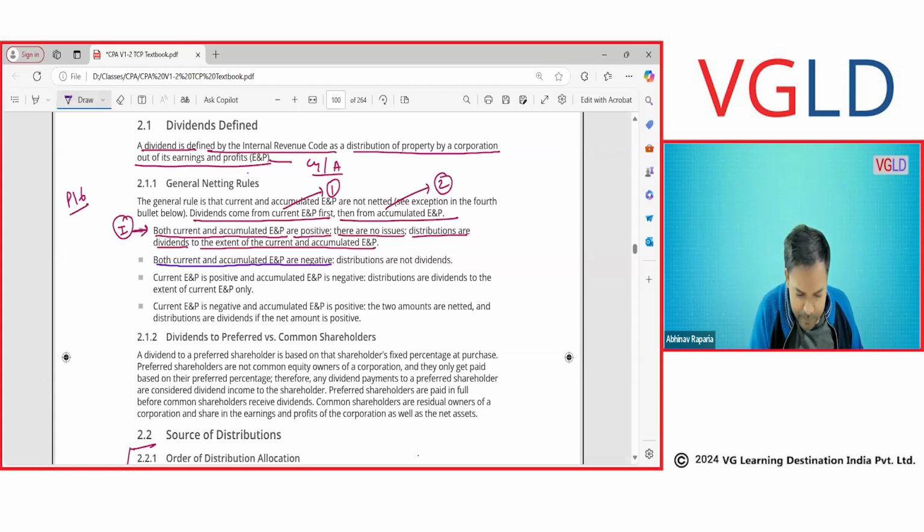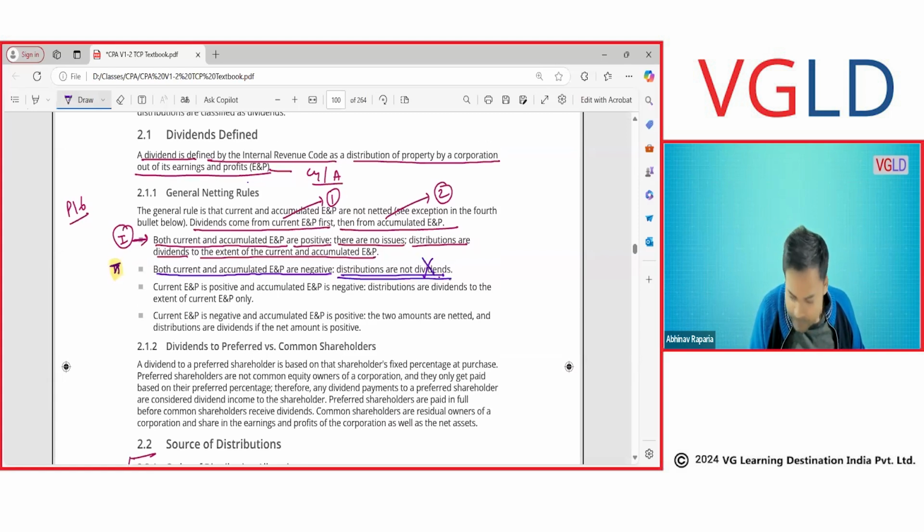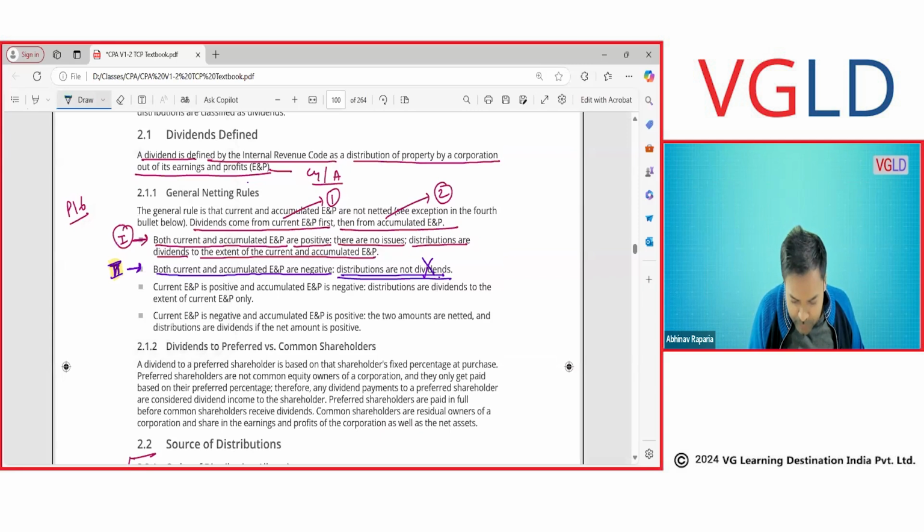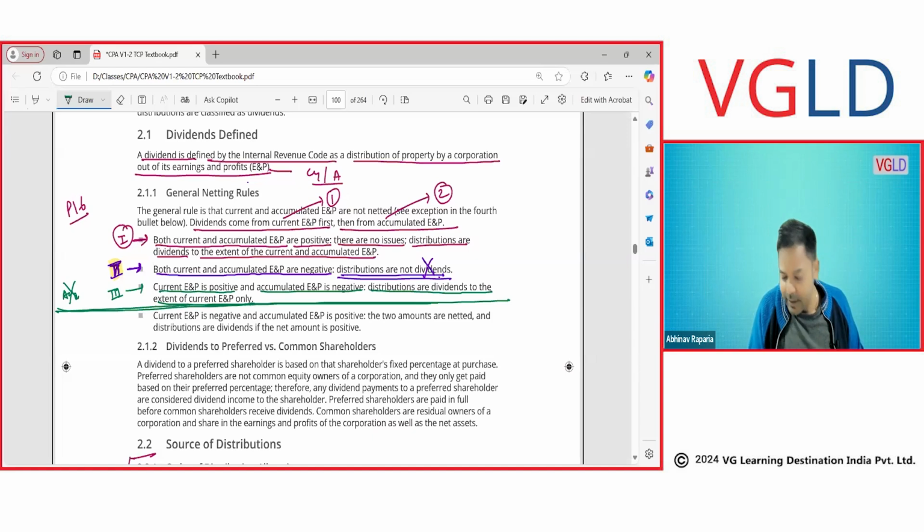That's second. Third point, everyone. Current year is positive. Accumulated is negative. Are we going to net them off? No, we are not going to adjust them. We are not going to net them off. Distributions are the dividend to the extent of the current year only. I don't have anything beyond that. I'll just have current year only. I hope it is okay, guys.